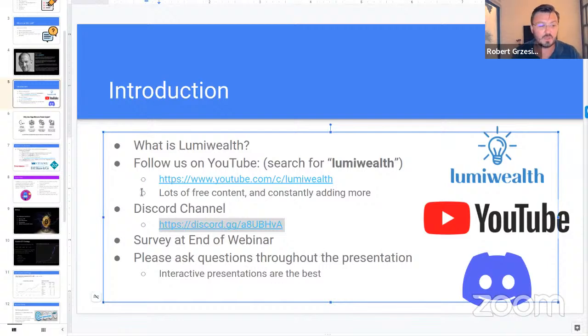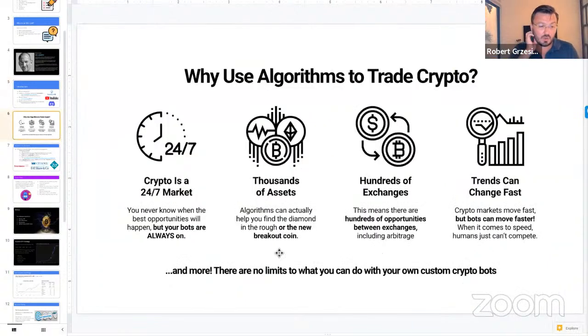Perfect. Thanks, Neil. Okay, cool. So that being said, let's jump into the core of this. Let's start off with the basics. Why do you want to use algorithms to trade crypto? Serious question, legitimate question. Let's go over a couple of different reasons. There's more to it than this, quite a few more reasons, but these are some of the top ones.